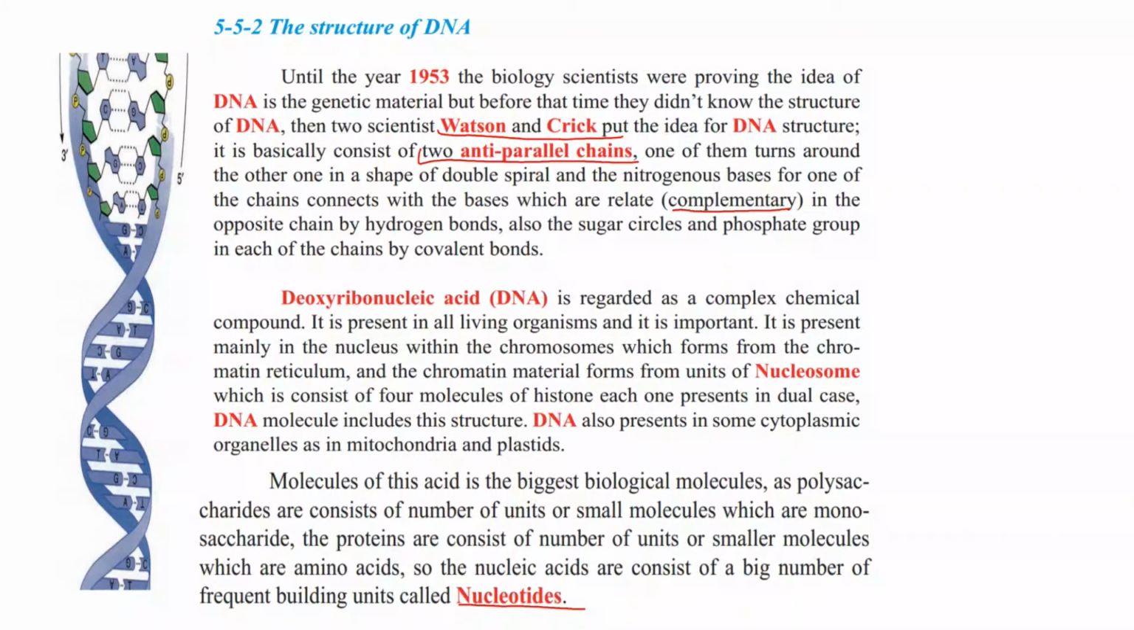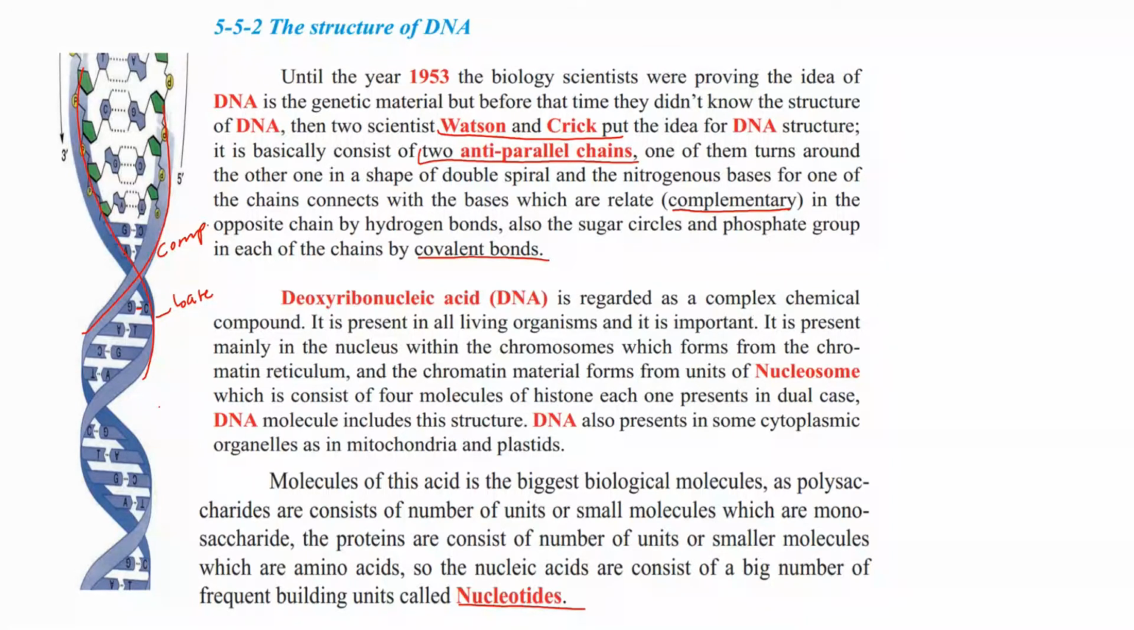One of them turns around the other, and the chains connect with the bases which are complementary. So two chains, one of them is the base chain, but the second one is the complementary chain in the opposite direction, joined by hydrogen bonds. How are they connected? They connect to one another by hydrogen bonding. Also the sugar and phosphate group in each of the chains are joined by covalent bonds.